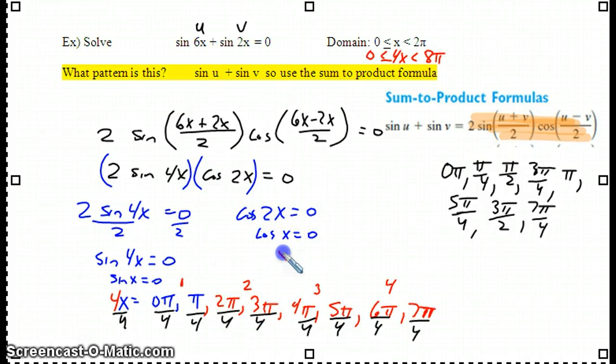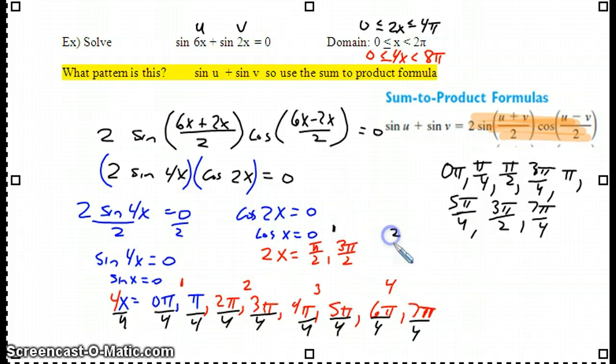So we're looking for x values where the cosine is 0. So cosine of 0 would be pi over 2 and 3 pi over 2. Now again, remember though, this is really a 2x. So if this is a 2x, what I need to do is change my domain. If my domain was 2x, it would be going from 0 to 4 pi. So this is one time around the unit circle, and I need to go another time around the unit circle by adding 2 pi to this. So if I add 2 pi to pi over 2, I get 5 pi over 2. If I add 2 pi to 3 pi over 2, I get 7 pi over 2.